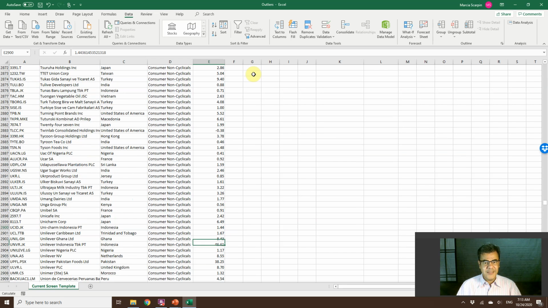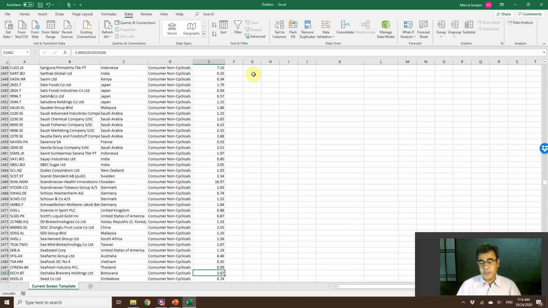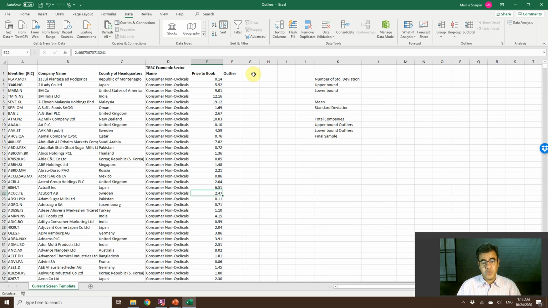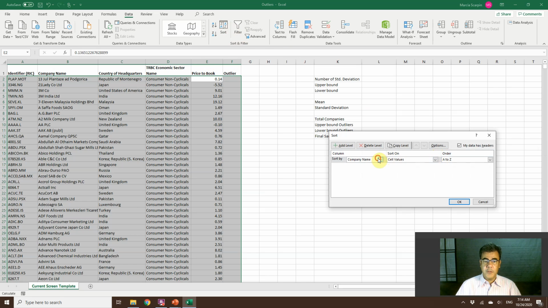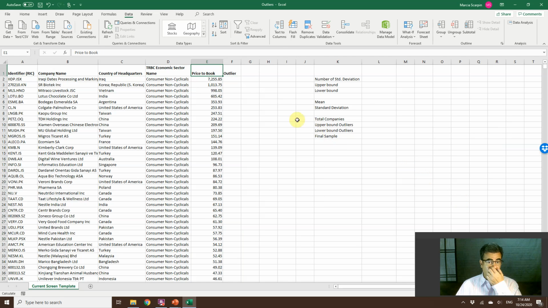To analyze the outliers here by hand is quite impossible. So what do we do? First of all, what I suggest, my personal opinion here, is to order these companies based on the ratio that you want to know. Not by company names, which is the standard, but by price to book, largest to smallest. Oh, here we can see two probable outliers here. But let's check it.